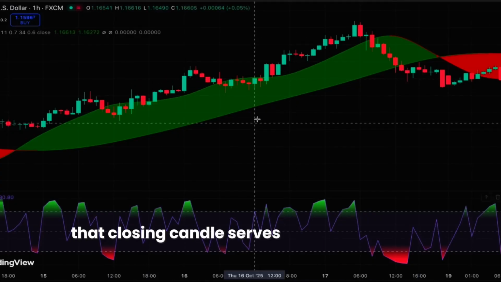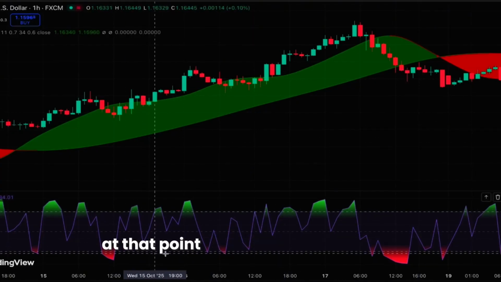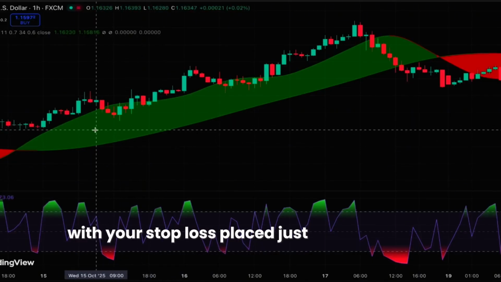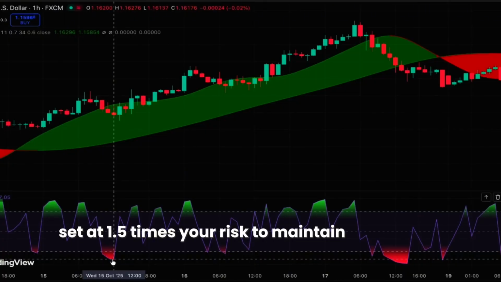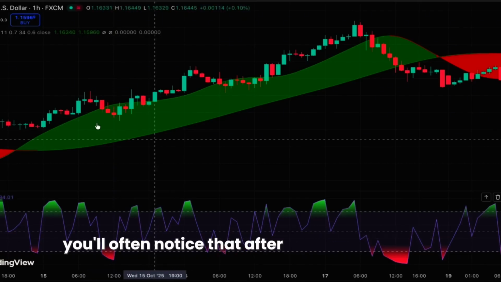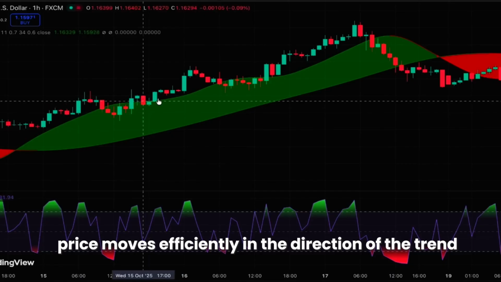That closing candle serves as the confirmation candle for a buy entry. At that point, you can enter a long trade with your stop loss placed just below the recent pullback low. Target set at 1.5 times your risk to maintain a solid risk-to-reward ratio. You'll often notice that after entering such trades, price moves efficiently in the direction of the trend.